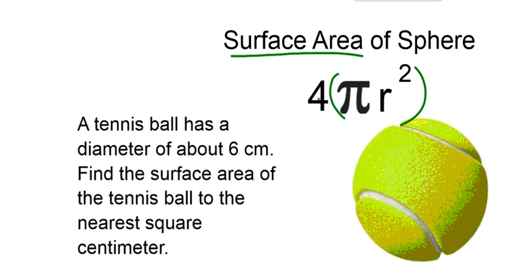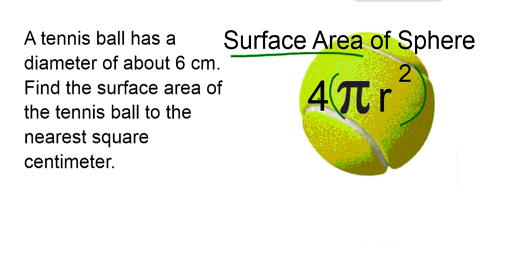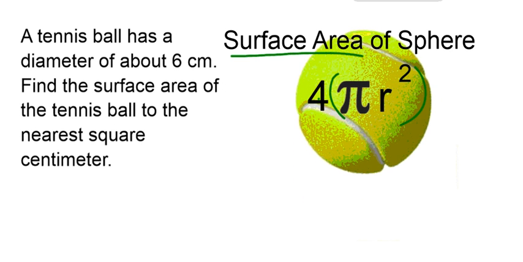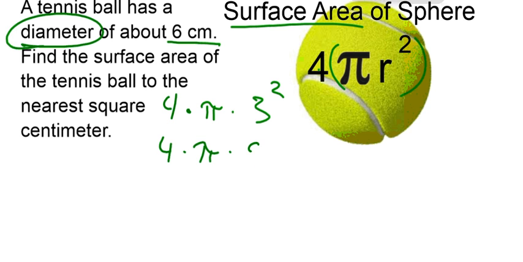Alright, so let's do this. Find the surface area of this tennis ball, in square centimeters. Alright, let's break this problem down. So we have 4 times pi, we got that. Radius squared is 3 squared, right? Because 6 centimeters is the diameter. So as we break that down, we have 3 squared, which is 9.